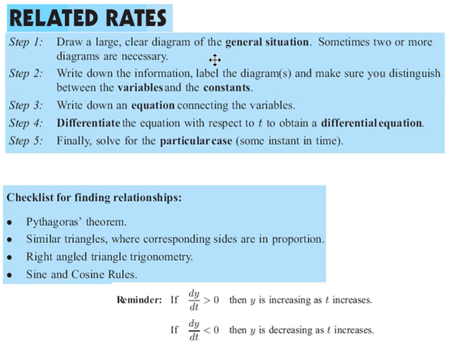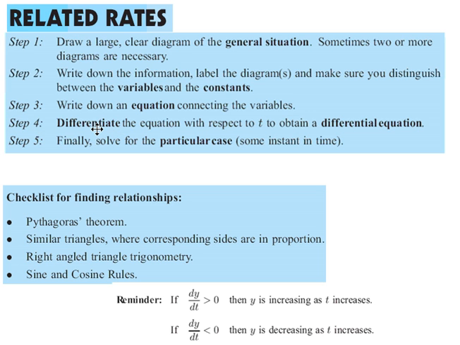When solving a related rates question, there are 5 steps you should follow. Step 1 is to draw yourself a diagram. Step 2 is to label that diagram with the variables and the constants. Step 3, you need to write down an equation linking the variables, and that equation can come from things like Pythagoras, similarity, or your basic trig.